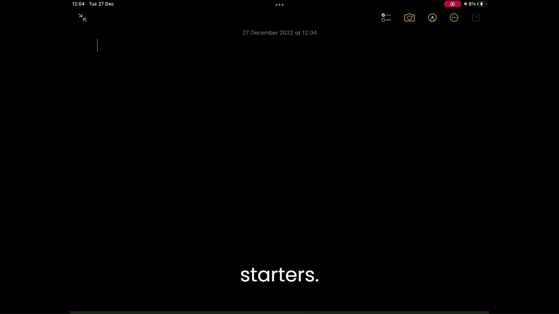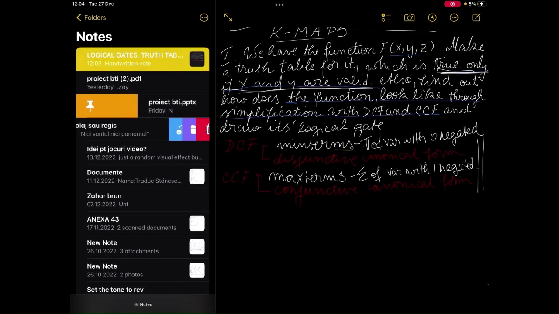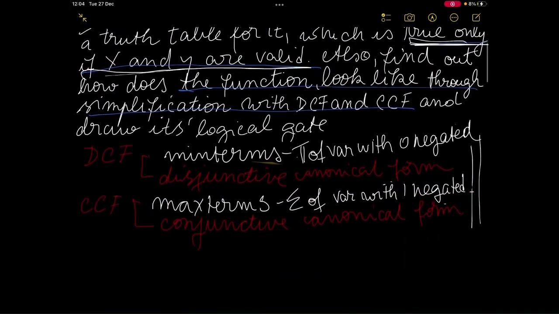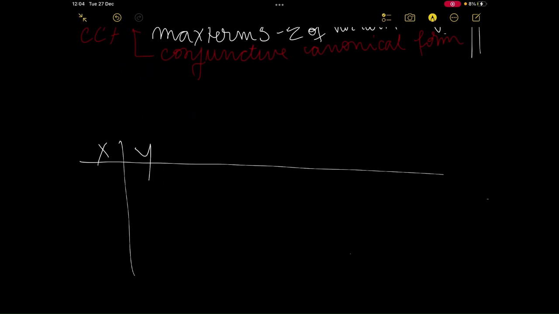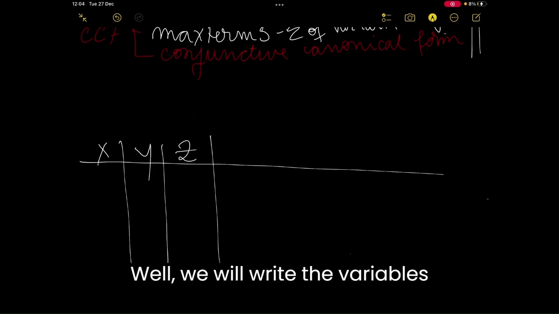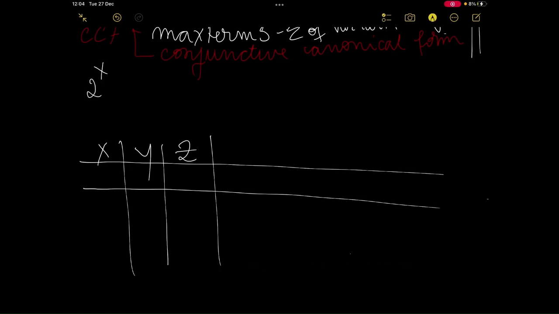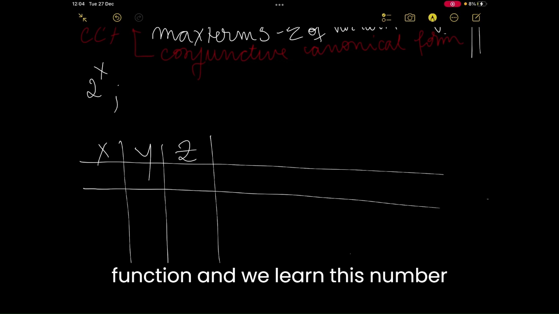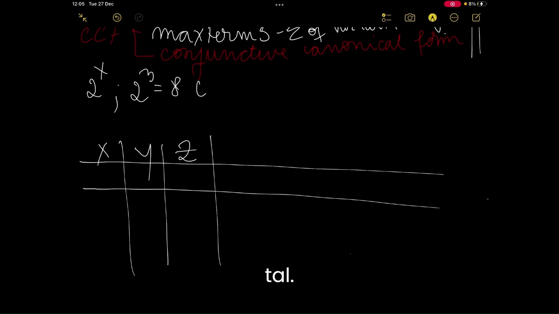So for starters, we should learn how to draw the table. Well, we will write the variables first. And how do we know how many rows we will need in it? Well, we consider each row a combination, which gives the final function. And we learn this number of combinations by the formula 2 to the power of x, where x is the number of variables. So we have 2 to the power of 3, which is 8 combinations in total.